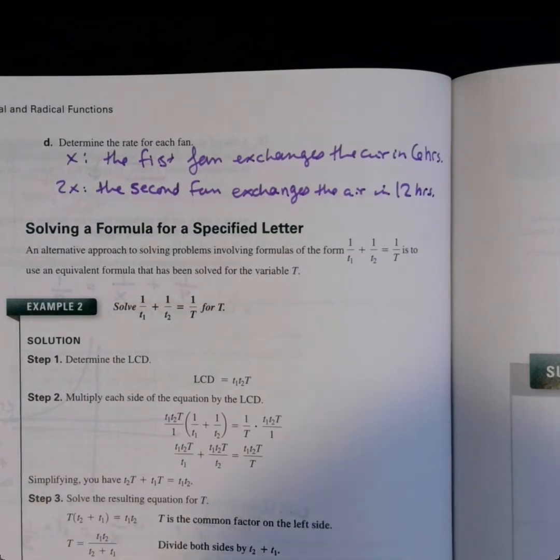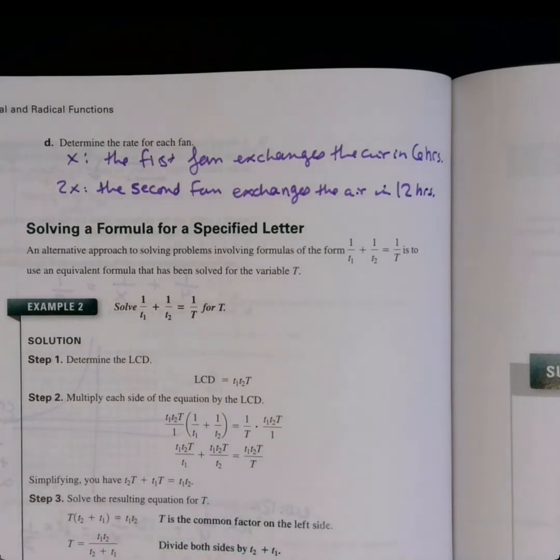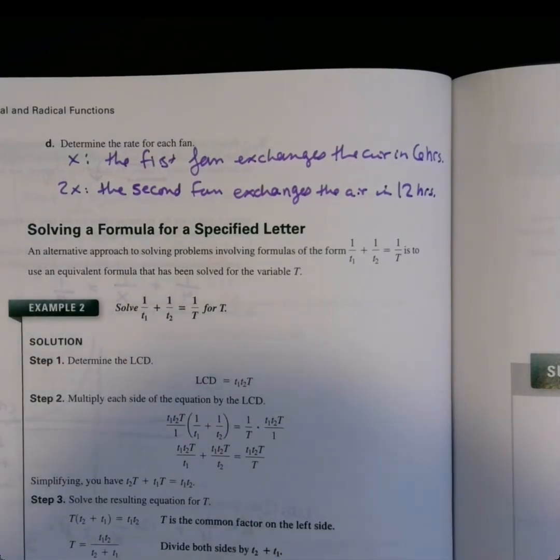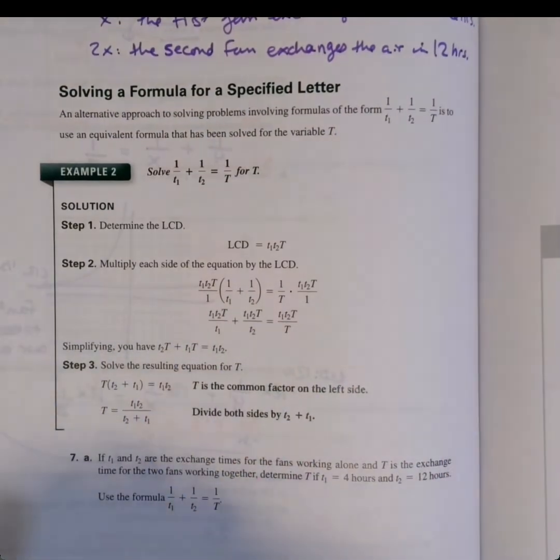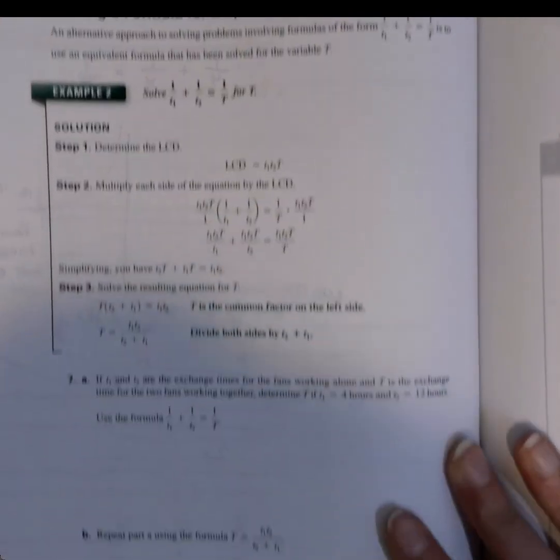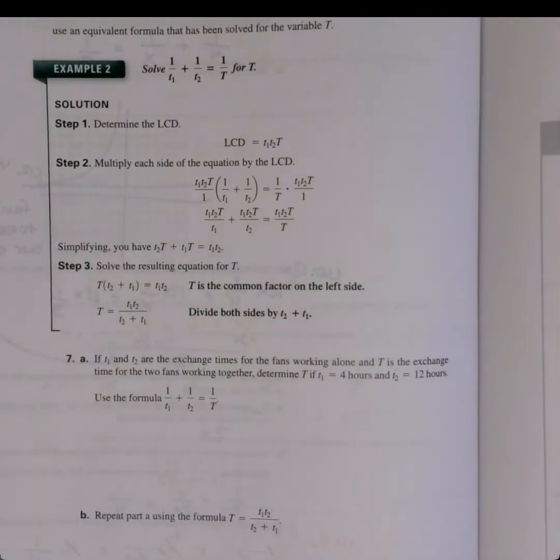Okay, so again, those 3 questions were all really similar, talking about how those items collaborated, those doors or those fans collaborated, they worked together to combine to that rate, that total rate. Okay, so in the bottom of this page, we're going to look at solving a formula for a specified letter.